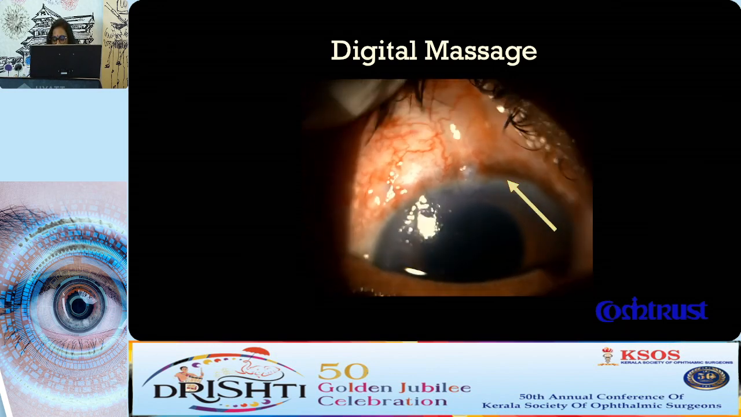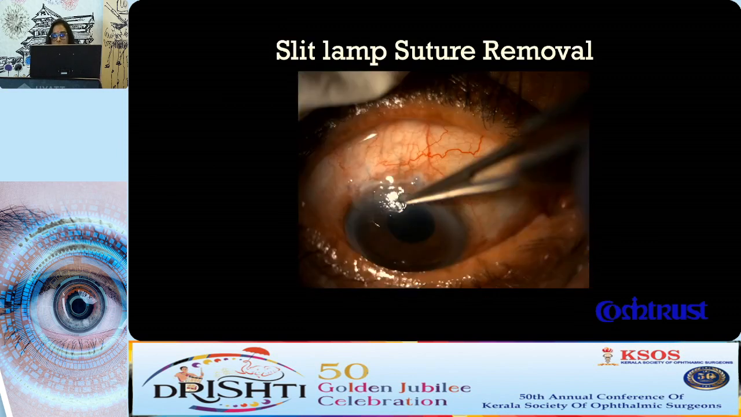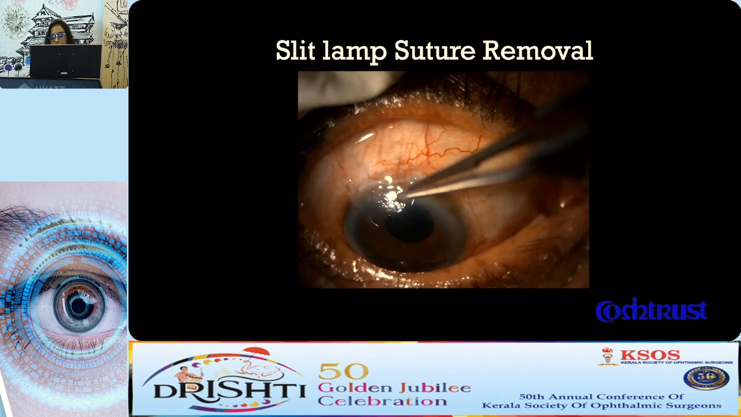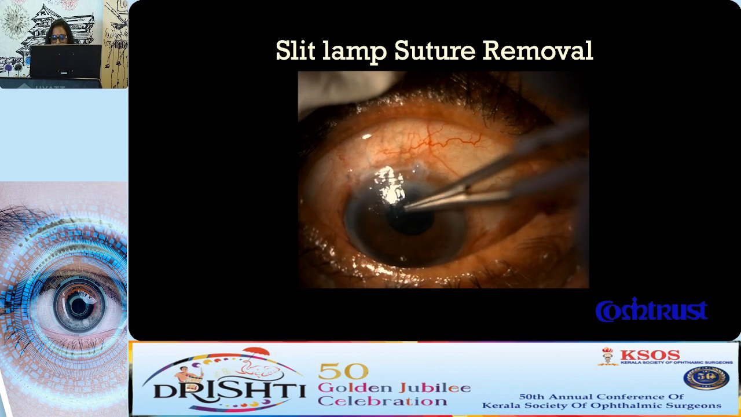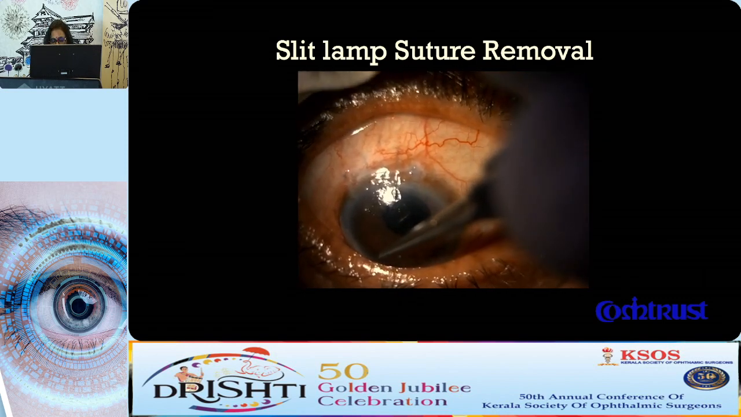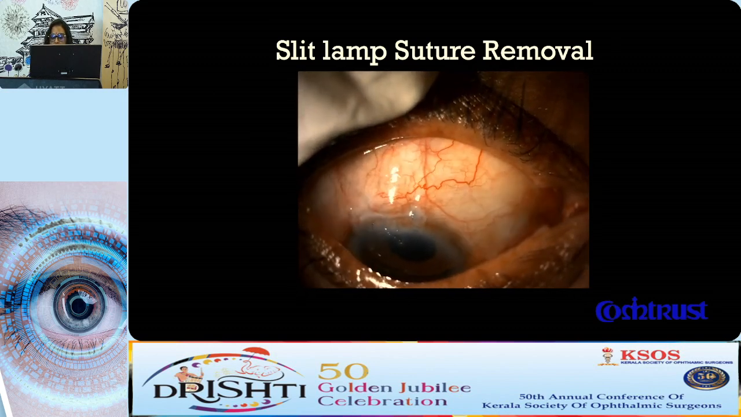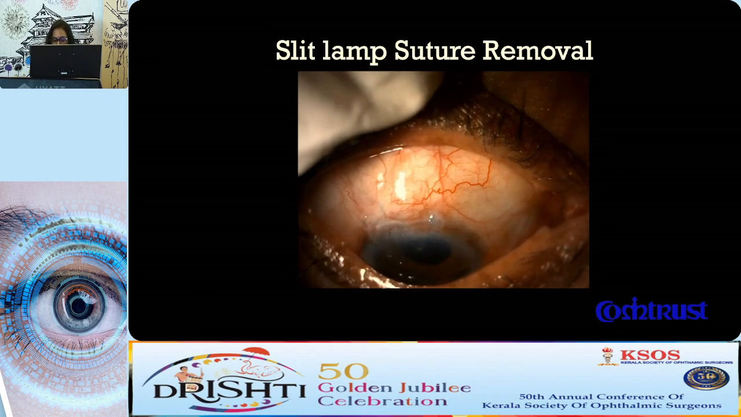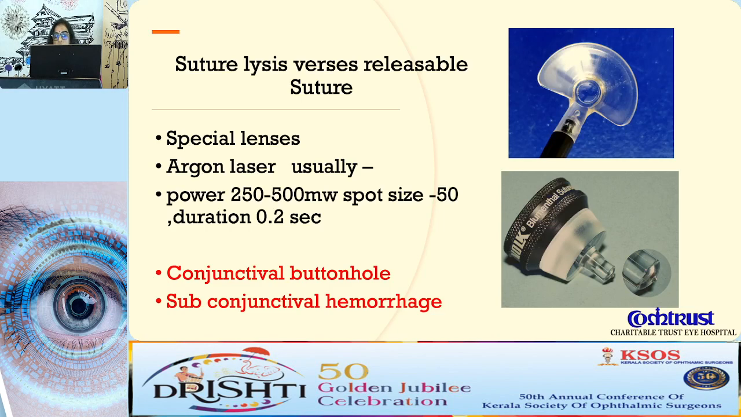Just see the bleb forming when you're doing a digital massage. And then you can remove these releasable sutures at the slit lamp. If the bleb is flat like this, just remove this. You pull it towards the lower end, in the same line as the sutures. And then after that, you can do a massage and see the bleb forming. Or you can opt for suture lysis with the special lenses, but there is always a risk of conjunctival buttonholing and subconjunctival hemorrhage, which again can lead to fibrosis.